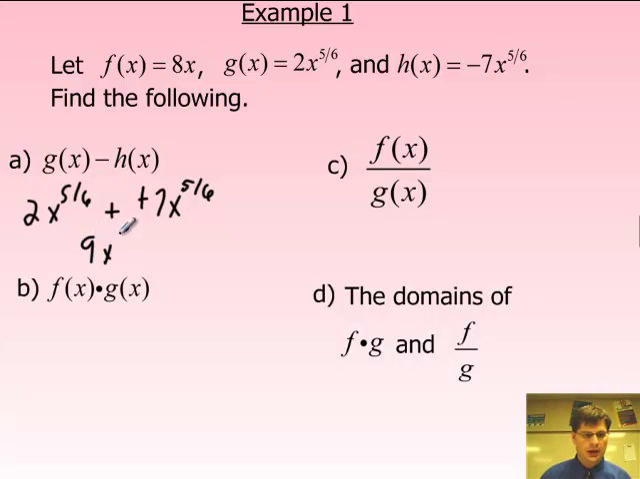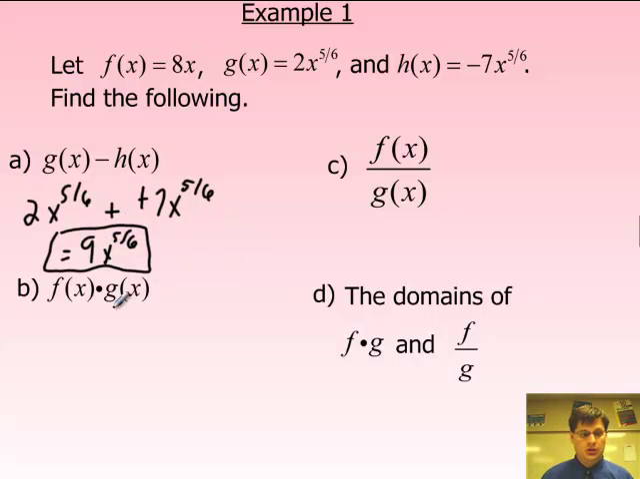to the 5/6 power. Now keep in mind we can only add and subtract if the terms are alike. In this case they're both x to the 5/6 power. If anything was different about them other than the coefficients, we wouldn't be able to add or subtract them.